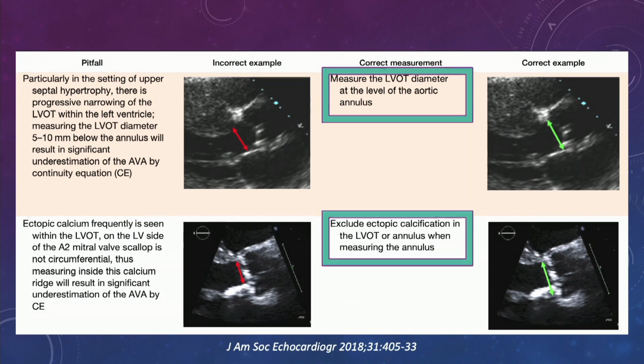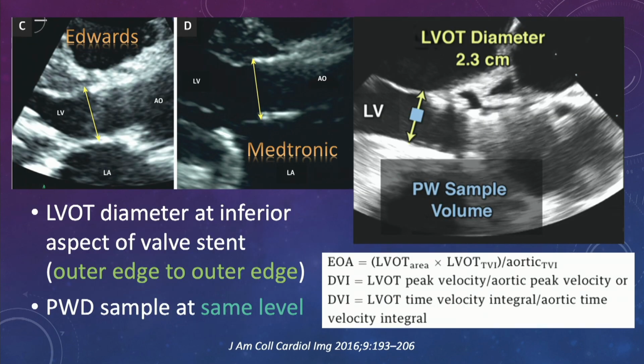Some common pitfalls that Dr. Hassan went over. In the native valve, we should always try to measure the LVOT diameter right at the annulus and not proximal to it. We should also try to exclude any ectopic calcification because that's going to give us a falsely small LVOT diameter and affect the measured orifice area. So in TAVR, where do we measure the LVOT diameter? It's not measured near the annulus. It's actually measured at the inferior edge of the TAVR stent. We take the measurement from the outer edge to the outer edge. And we should also try to position our pulse wave Doppler sample volume at the same level to get the valve area.